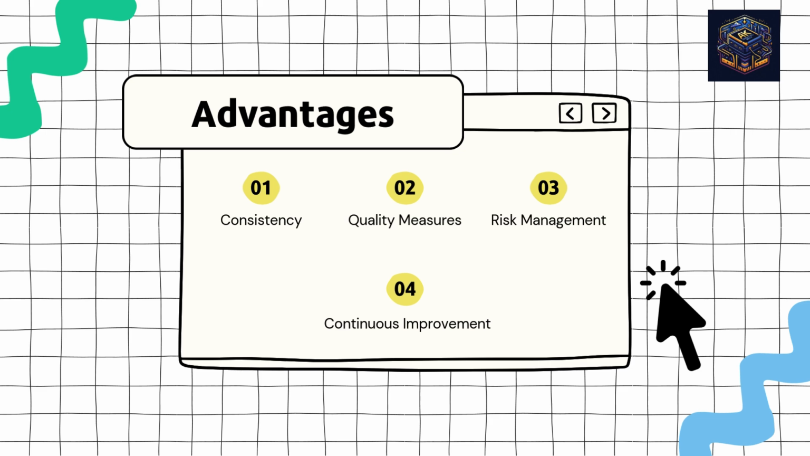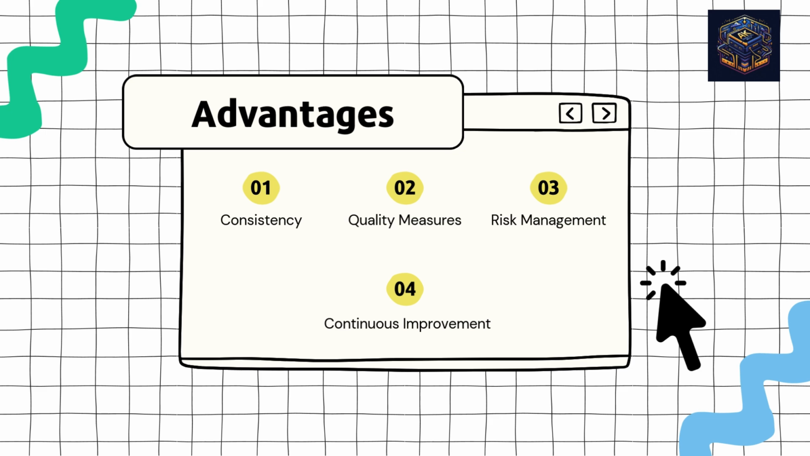Benefit of continuous improvement. The process and control specifications provide a framework for continuous improvement. As development progresses, teams can regularly assess their work, identify areas for enhancement, and apply improvements. This ongoing feedback loop ensures that the software and development processes keep getting better over time.